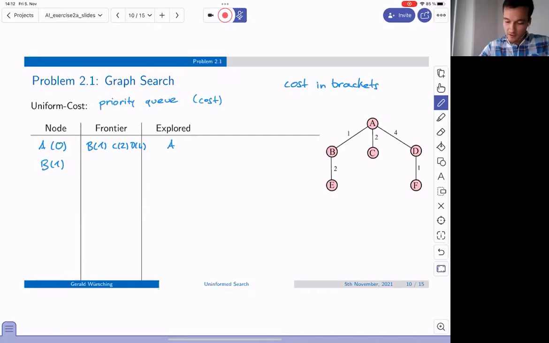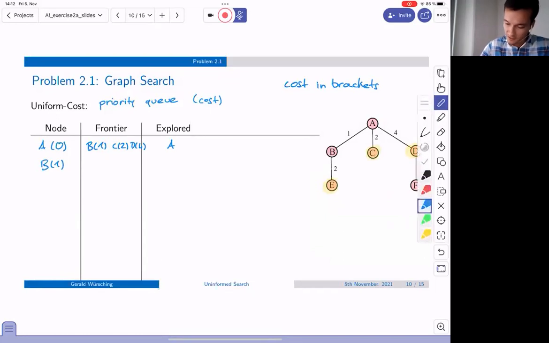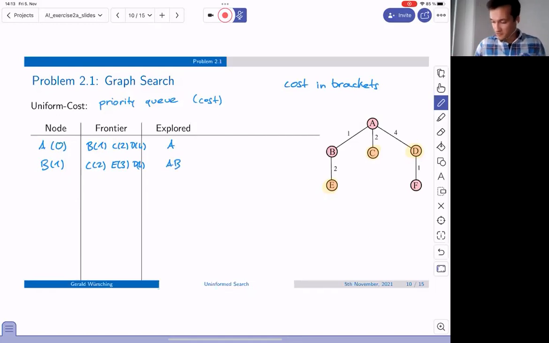Now we take a look at the graph again. So B1, our children node, let's just maybe highlight it. We have this in our frontier already. We have D in our frontier, and we're going to add E in our frontier. So basically, we're going to sort it according to cost again. So it's C2, it's E3, and it's D4. And we have our explored set, which is AB.